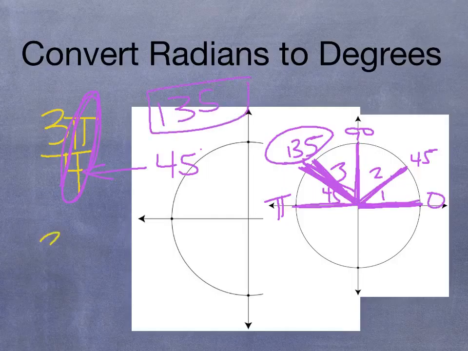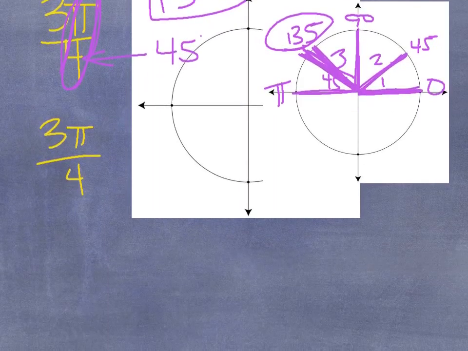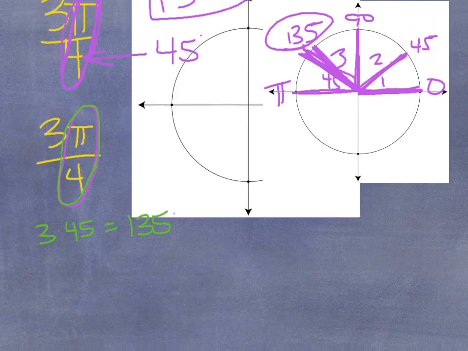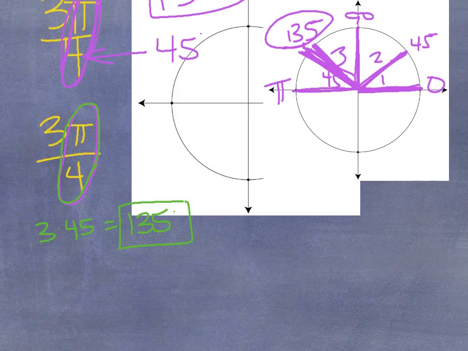Very similar to that, 3 pi over 4, you could really, without even drawing any sort of a graph, determine that pi over 4 is 45 degrees and you have 3 of those. And just multiply that out and get your 135 degrees.